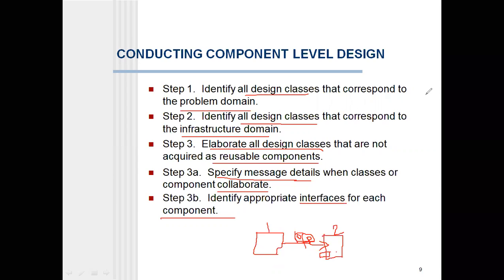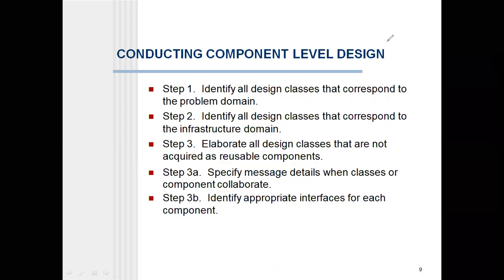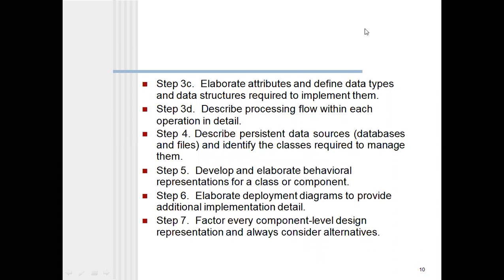And third C, step 3, right? We'll see the next step, 3C. Okay, so this third step, C point, is to elaborate attributes and define data types and data structures required to implement them. What do we need to elaborate here?